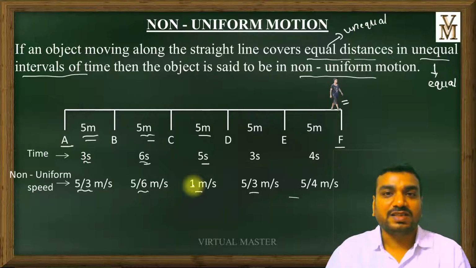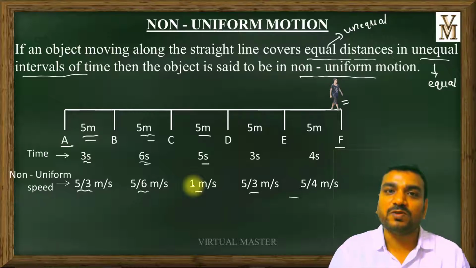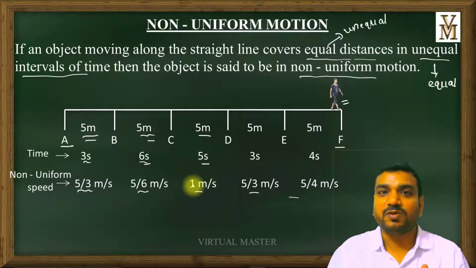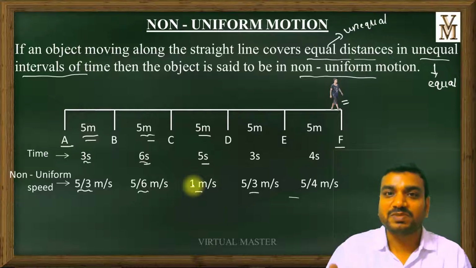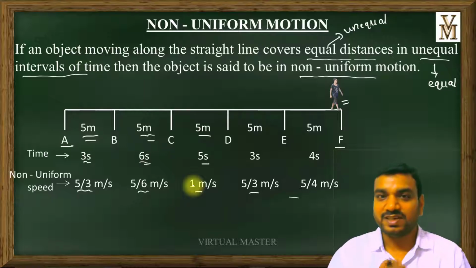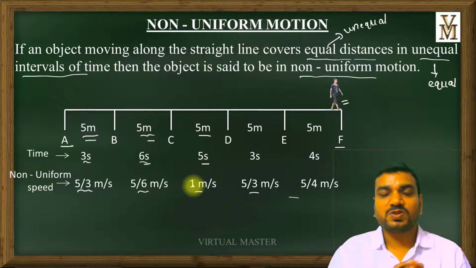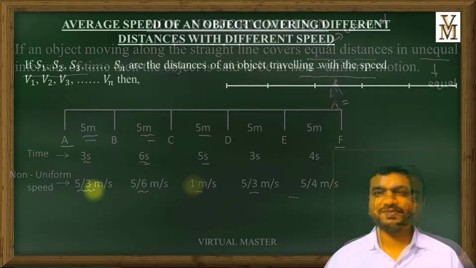In a similar way we can define non-uniform velocity. The velocity of an object is non-uniform if it is covering unequal displacements in equal intervals of time, or covering equal displacements in unequal intervals of time. In this way we can define non-uniform motion, non-uniform speed and non-uniform velocity. I hope everyone has understood these concepts.